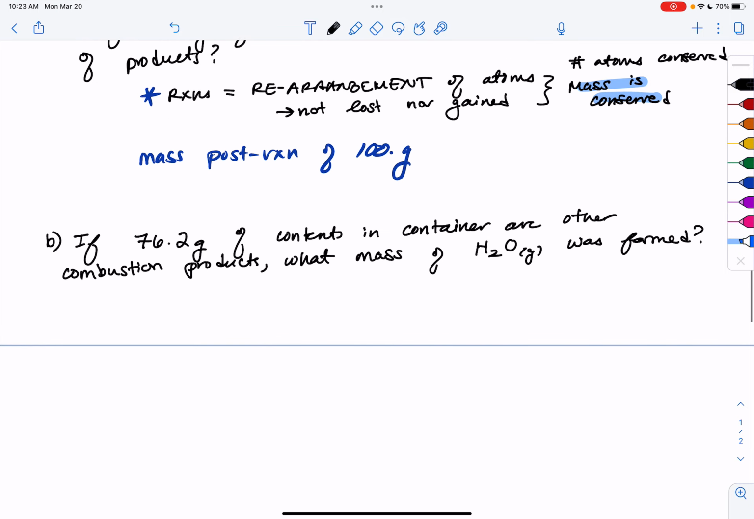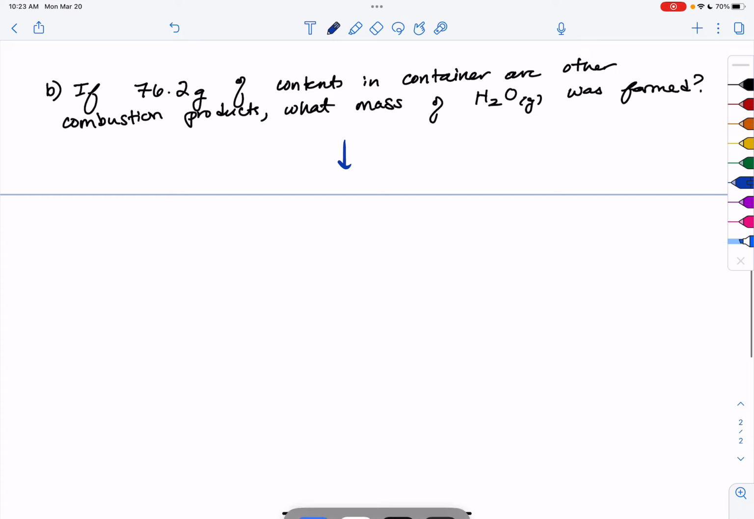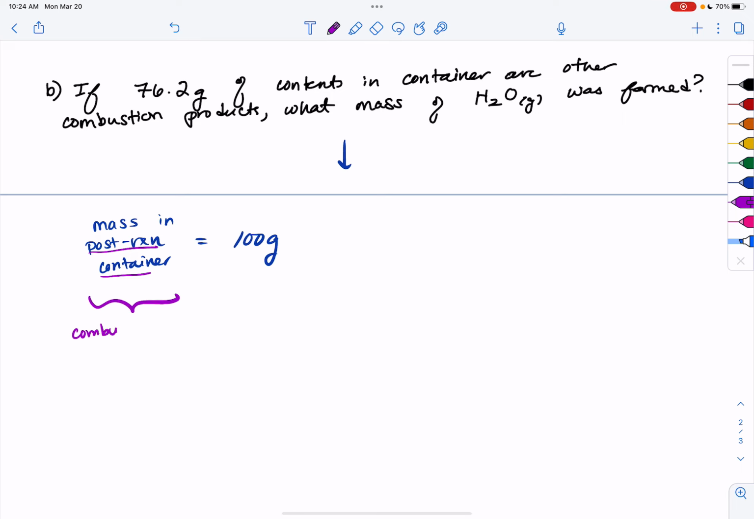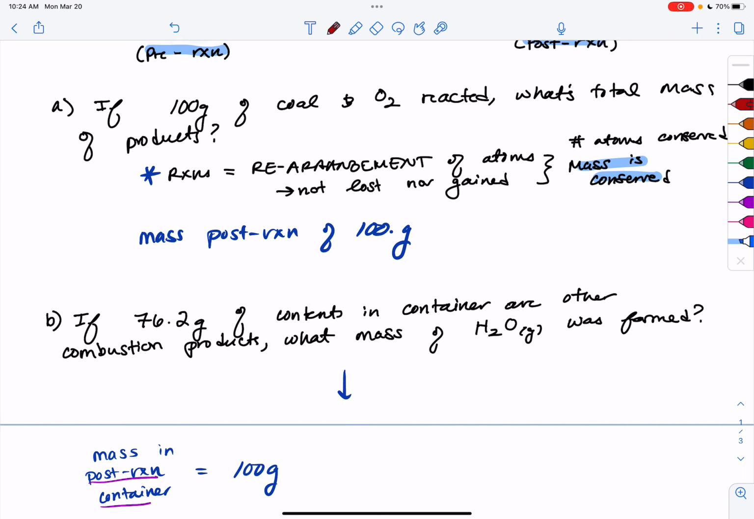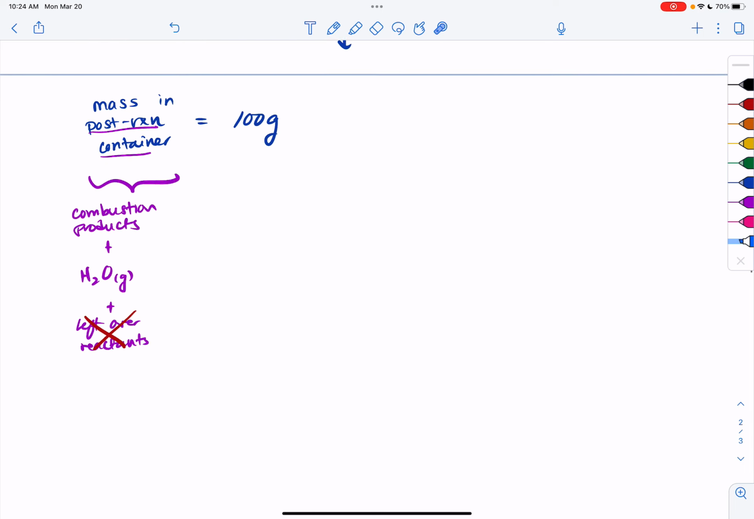So we know, based on the law of conservation of matter, that the total mass in our post-reaction container equals 100 grams. And we know that inside our post-reaction container, we have present combustion products, one of which is water vapor, and potentially any leftover reactants, although for today, we're going to go ahead and ignore that, even though we see this up here as a little lump of coal left over. So we're going to save this idea for later.